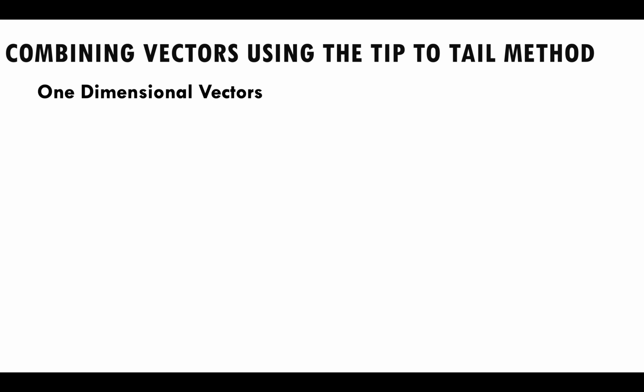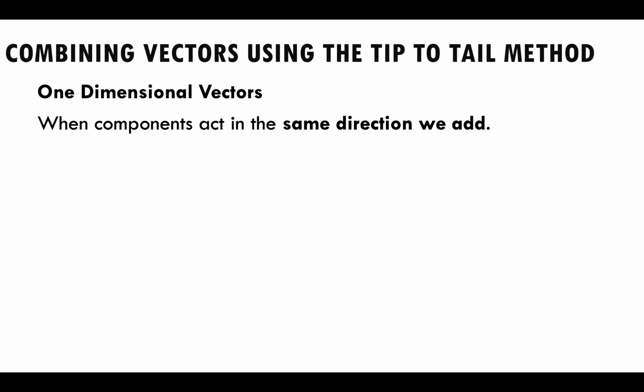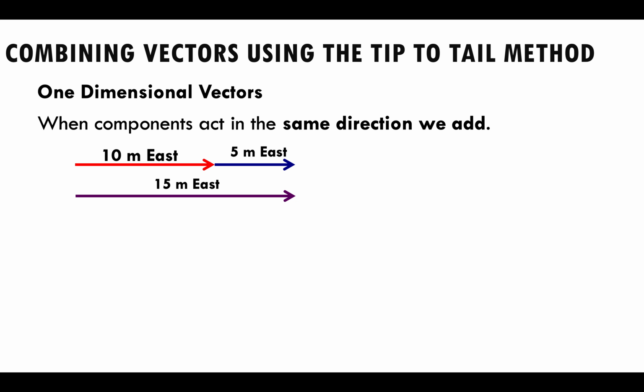All right. So with one-dimensional vectors, which means they're all going the same way, like left and right, up and down, they're just going back and forth. When they're going in the same direction, we can simply add them together. For instance, if I have one going 10 meters east, and then my next vector goes 5 meters east, these combine so my resultant vector is simply 15 meters east.